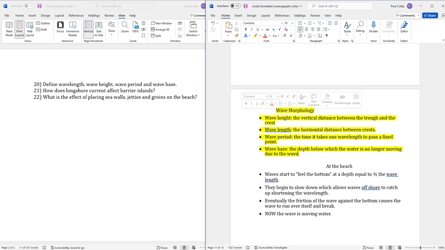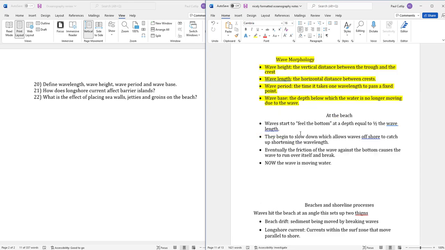And wave base is 1/2 of wavelength, not height. Okay, so if your wavelength is 10 meters, wave base is 5 meters. If the water is shallower than 5 meters, that wave is now dragging along the bottom, kicking up sand and all kinds of things like that.